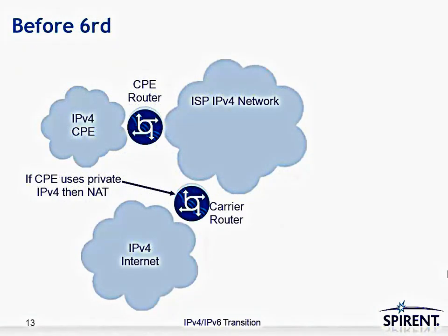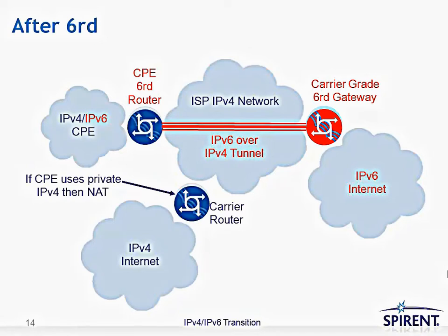So before 6RD, on the upper left you had your typical IPv4 customer premise or CPE router, and then your ISP IPv4 network. In general, your customer side would have a private IPv4 address, and on the ISP side of the CPE router you would have a defined IPv4 public address, and your CPE router would use NAT. And then you would have a carrier router connection to the IPv4 internet. So this is the way that things have operated for years.